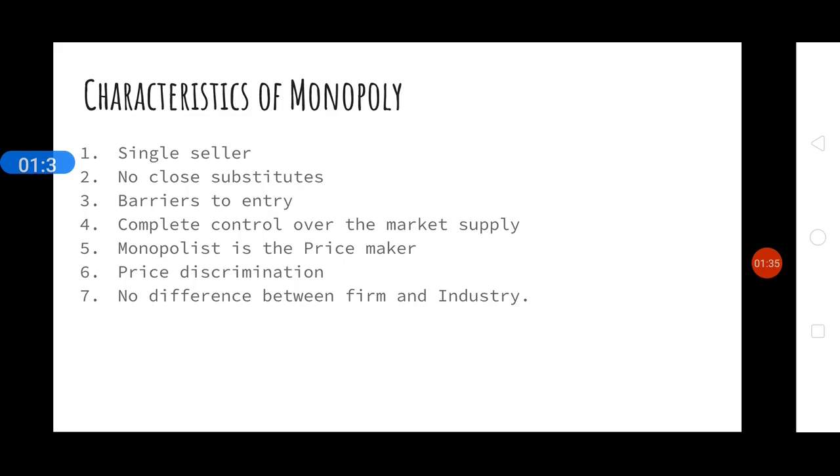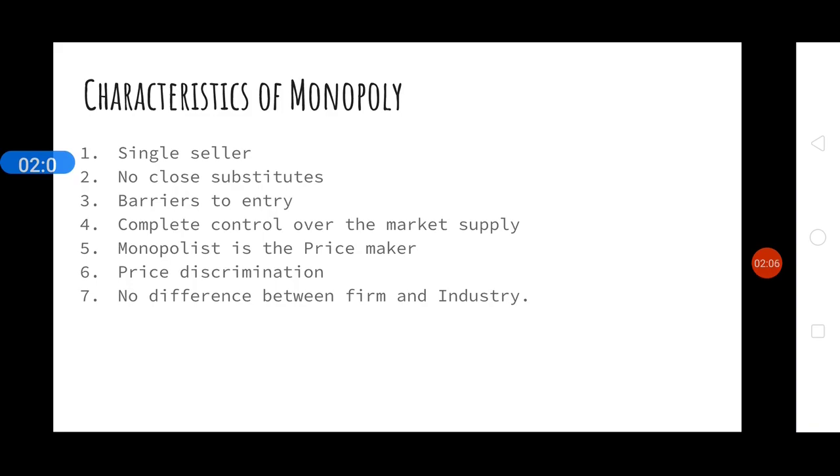The main and most important characteristic of a monopoly market is that there is only a single seller. In a monopoly market, there is a single seller, or we can say a single producer. He has no rivals, he has no competition, and therefore he is the whole and soul of the market supply of the product. The second characteristic is no close substitutes, as there are no close substitutes for the commodity sold in the market under monopoly.